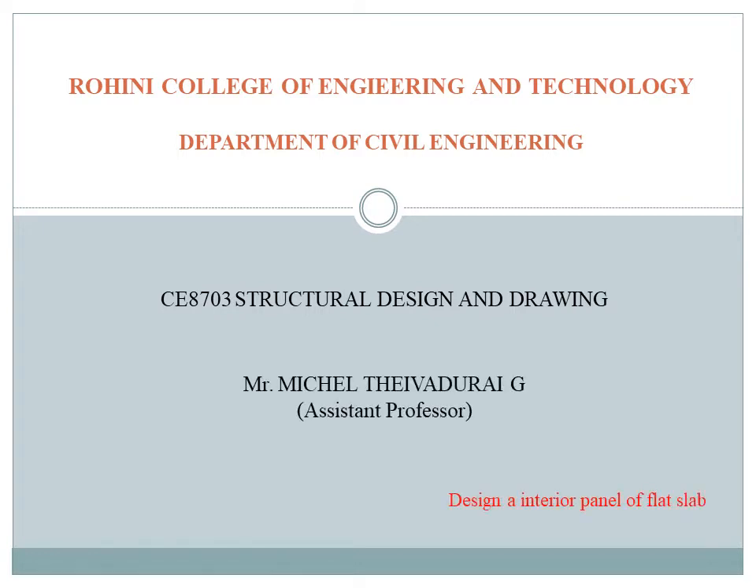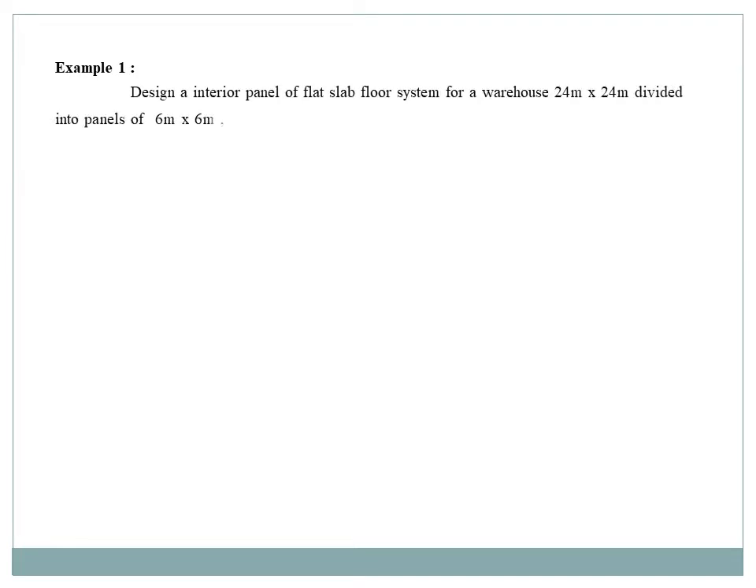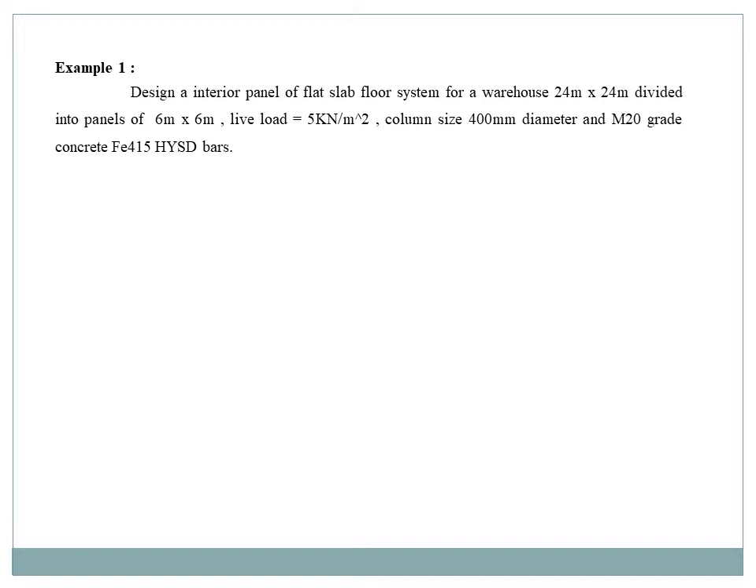So now we will see the topic: design an interior panel of flat slab. In example 1, design an interior panel of flat slab floor system for a warehouse 24 meter into 24 meter divided into panels of 6 meter into 6 meter. One large structure, one large building, we call it a warehouse. It will be divided into panels of 6 meter into 6 meter. That will be one flat slab size, taken as 6 meter into 6 meter.